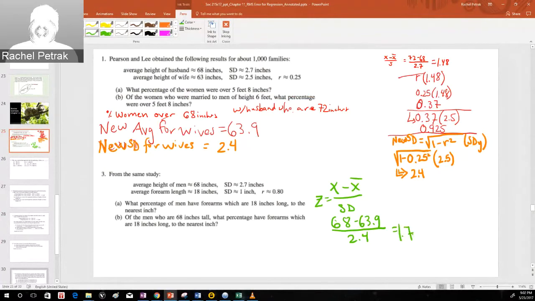Now we can go to our z-table and see what percentage of the distribution is beyond a z-score of 1.7. So this gets back to stuff we did in chapter 5, where you say, okay, we've got this z-score, it's 1.7. What's the area beyond this? Because we want to know what percentage are over 5 feet 8 inches. And if we look that up in the z-table, it's about 4%.